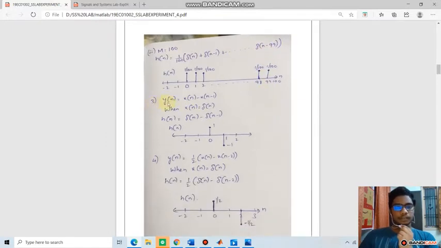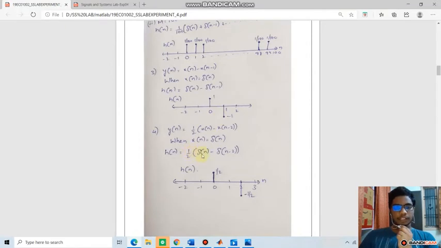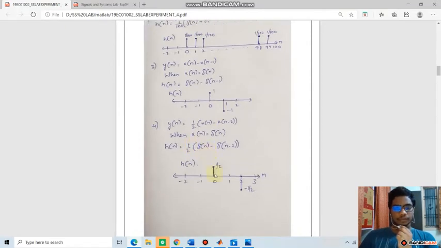In the third one, h of n will be delta of n minus delta of n minus 1. For the fourth system, h of n is half of delta of n minus delta of n minus 2.